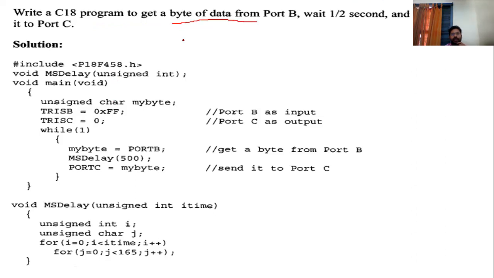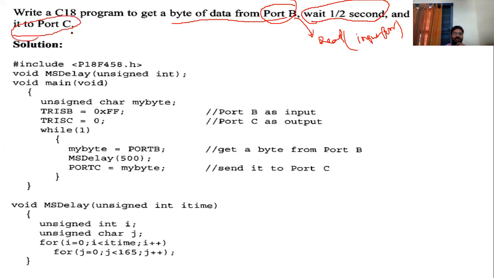So, byte data transfer to port B. Write a C program to get a byte of data from port B. The 8-bit byte of data is nothing but reading the port. Reading means here an input port. Then wait half a second, and then send it to port C. Port C is an output port, and port B is an input port for reading.